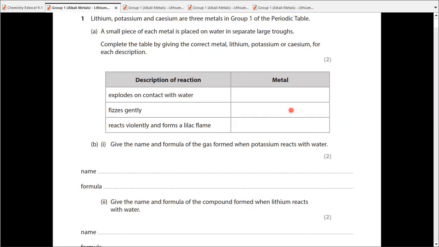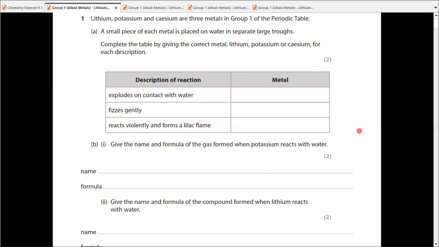B1. Give the name and the formula of the gas formed when potassium reacts with water. Hydrogen. With all the metals, hydrogen is formed, right? Whenever a metal reacts with an acid, hydrogen gas is formed. Apart from that, since this chapter is not about acid, sorry, my bad. Whenever very reactive metals from group 1 react with water, they form hydrogen gas along with a salt.